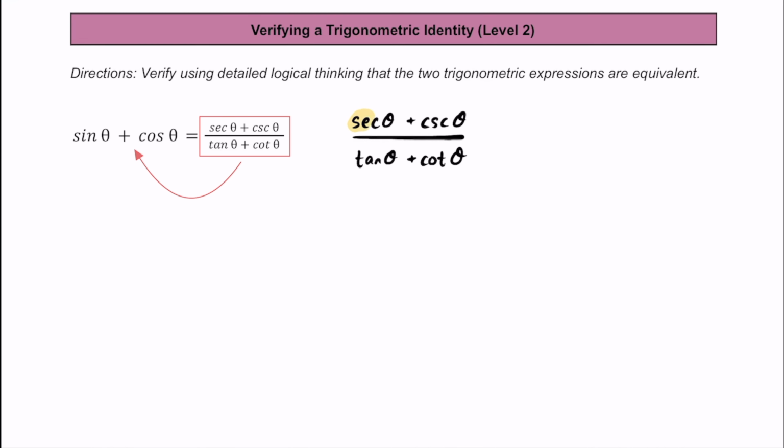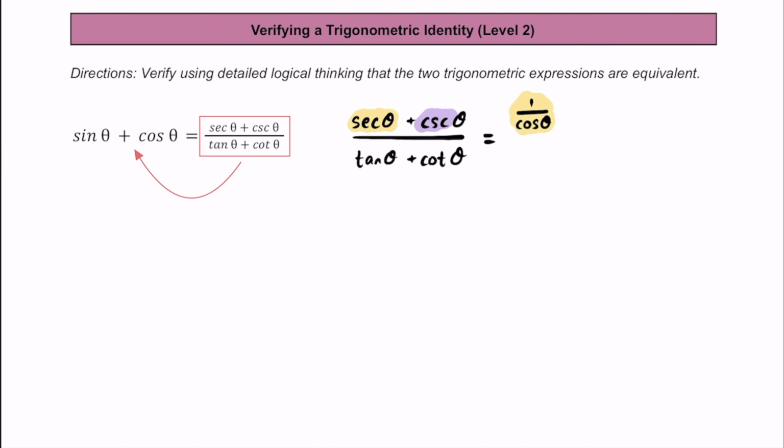Starting off with this secant of theta, let's rewrite that. Secant of theta has a reciprocal, right? So secant of theta we can just rewrite as 1 over cosine of theta. We like cosine because we have cosine on the left side of our equation. So that's what I'm going to rewrite this secant of theta as first.